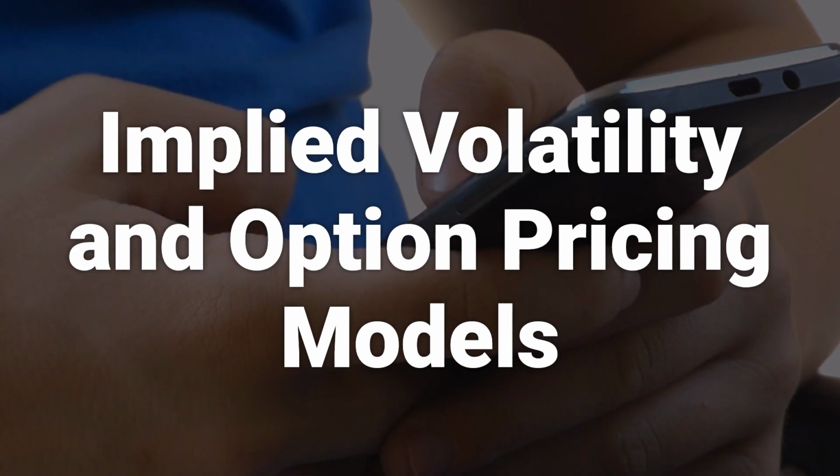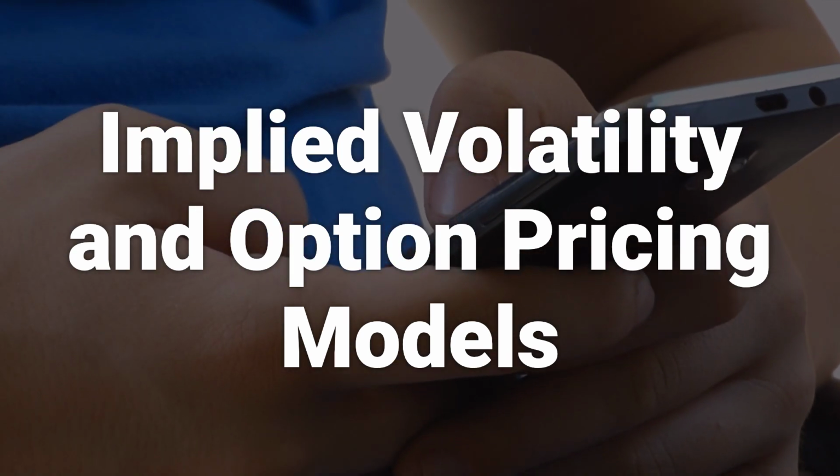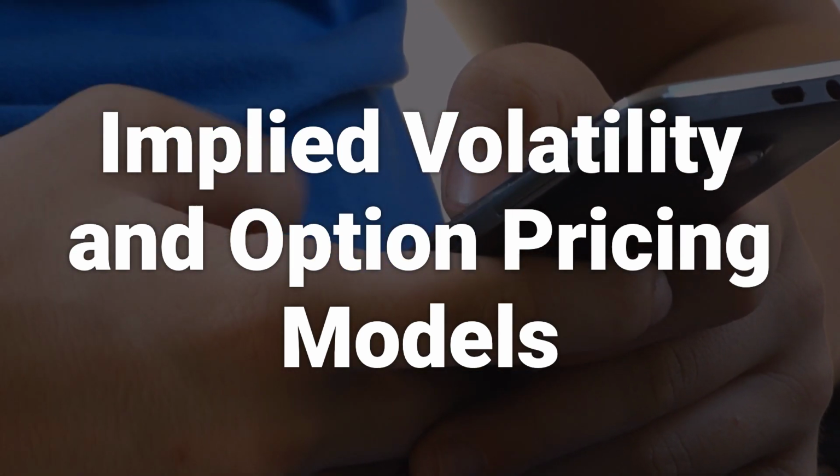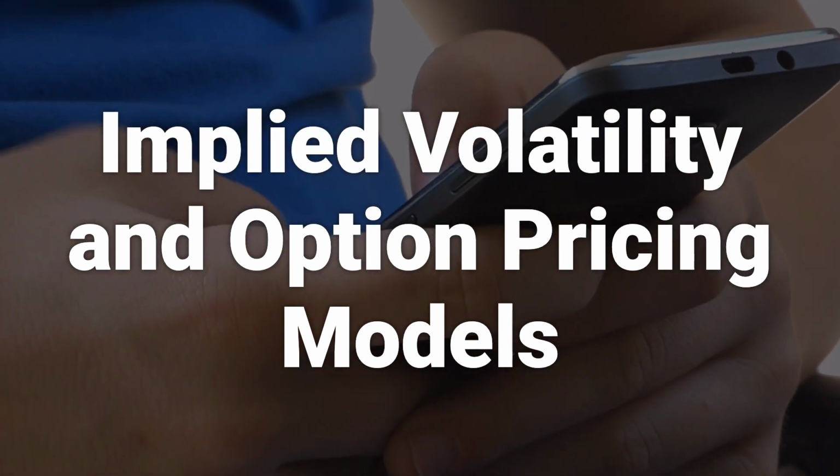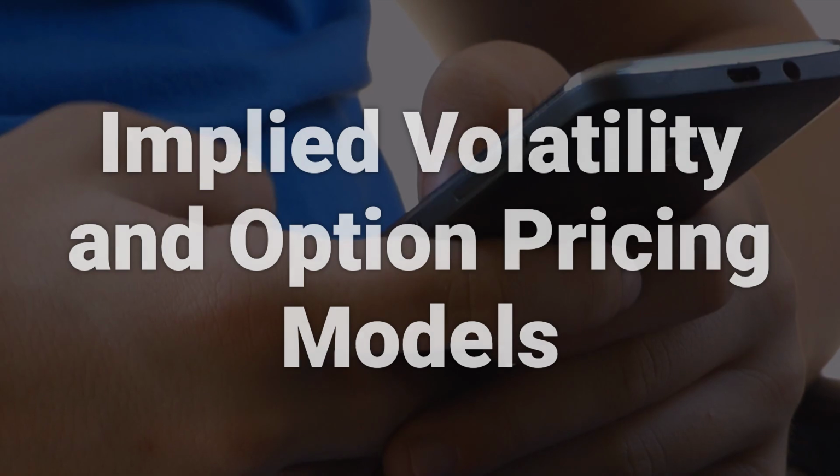Implied volatility can be determined using option pricing models. The Black-Scholes model and the binomial model are two widely used models, but they have their limitations, especially in the case of American options.